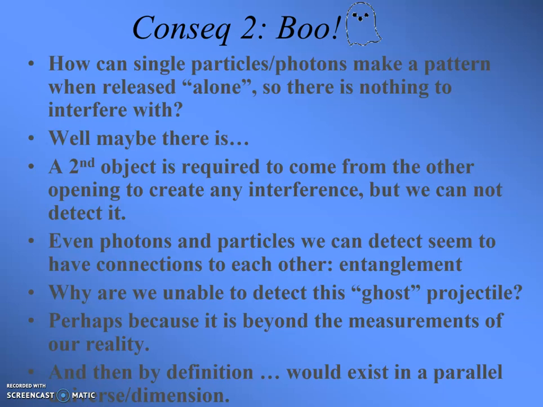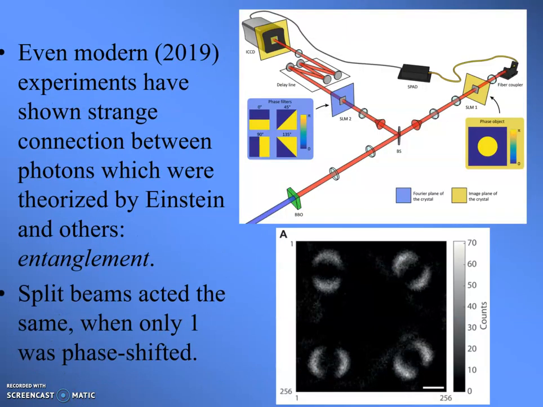So it's really strange. There are other different things that are possibly explained by this, but there's definitely something very, very strange going on. Things are definitely more complicated than what most people realize. And even modern experiments, there's one done in 2019, have shown very strange connections between photons, which were theorized by Einstein to have things called entanglement. And lots of people have theorized and worked on this.